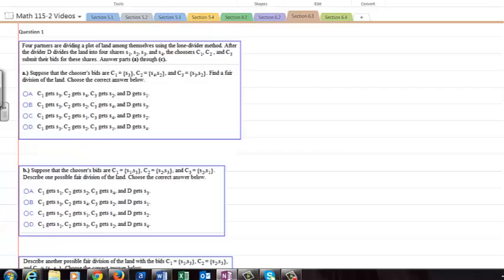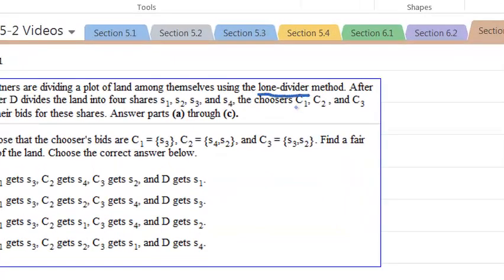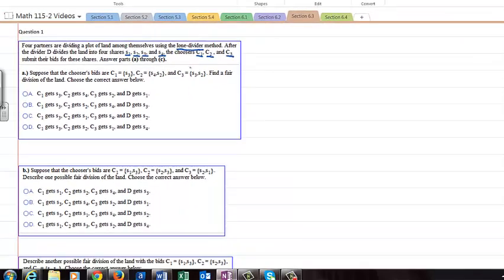Question 1. 4 partners are dividing a plot of land among themselves using the lone divider method. After the divider D divides the land into 4 shares, share 1, share 2, share 3, and share 4, the choosers, chooser 1, chooser 2, and chooser 3, submit their bids for these shares. Answer parts A through C. Part A. Suppose that the choosers' bids are: chooser 1 chooses share 3, chooser 2 chooses share 4 or share 2, chooser 3 share 3 or share 2. Find a fair division of the land. Choose the correct answer below.